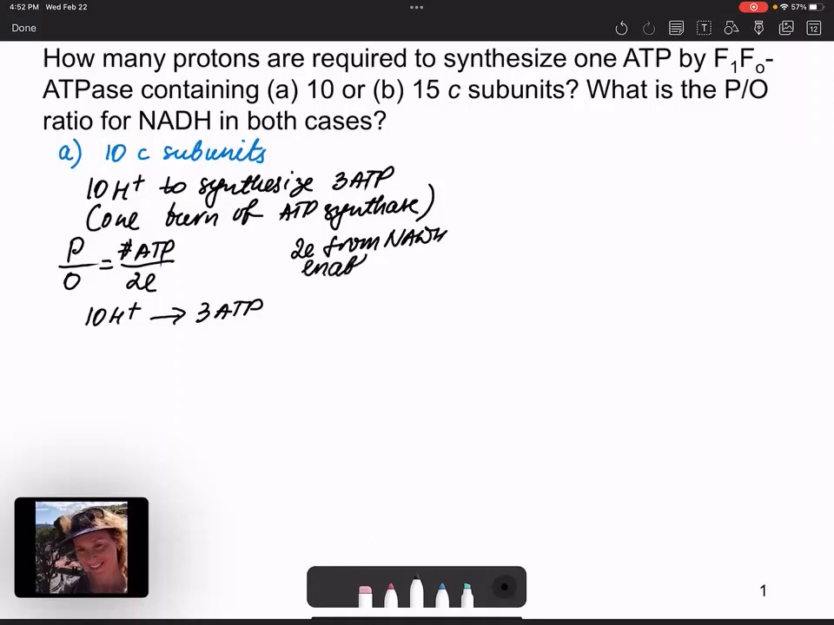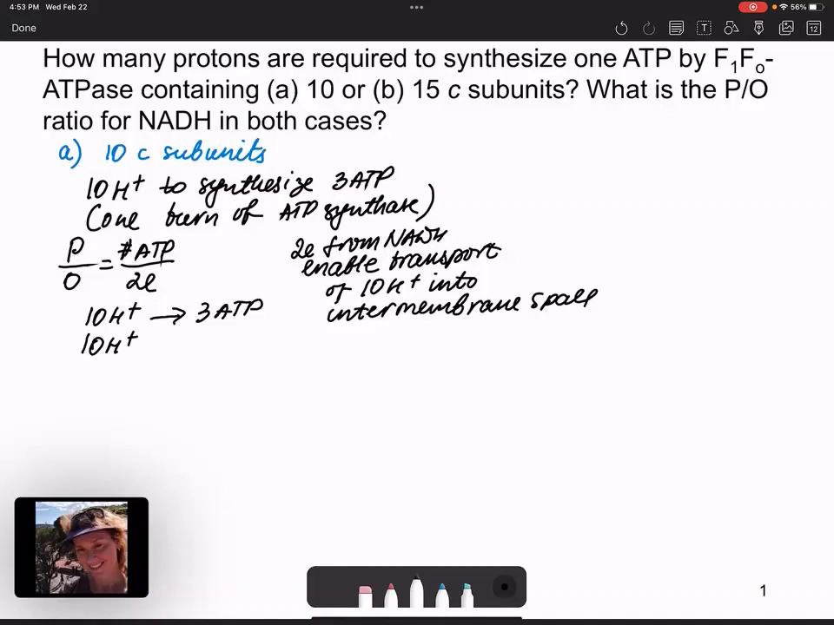enable translocation of 10 protons into the intermembrane space, out of the matrix. So it means that those 10 protons will be available. And how many ATP molecules are synthesized using the energy of those 10 protons? That would correspond to the P/O ratio.